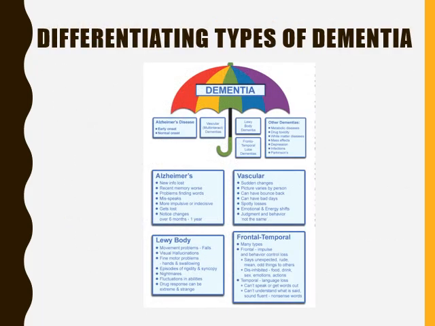So here are the different types of dementia. You can see dementia is the umbrella term. Under that we have Alzheimer's, which is the most common one we see when we talk about dementia. But notice on here we talked about the Lewy bodies.